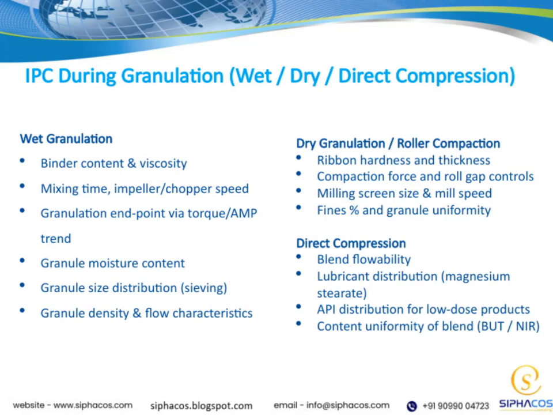Now, let's look at some key parameters for different granulation and compression methods. Starting with dry granulation or roller compaction, it's crucial to monitor ribbon hardness and thickness, because these influence the strength and flow of the final product. Controlling the compaction force and roll gap ensures consistent ribbon quality, which directly impacts downstream processing. Additionally, milling screen size and mill speed are vital for achieving the desired granule size and uniformity. Keep an eye on fines percentage and the overall granule uniformity, as these affect flowability and tablet compression.